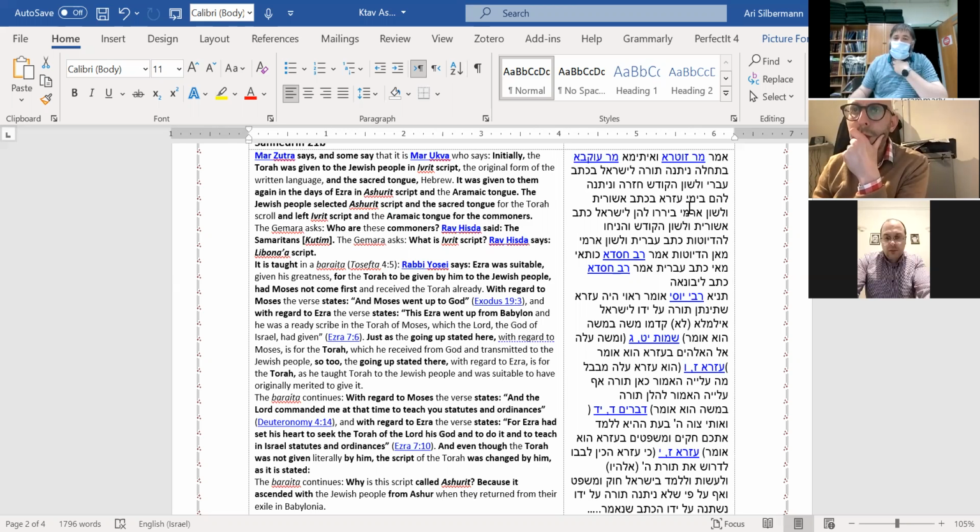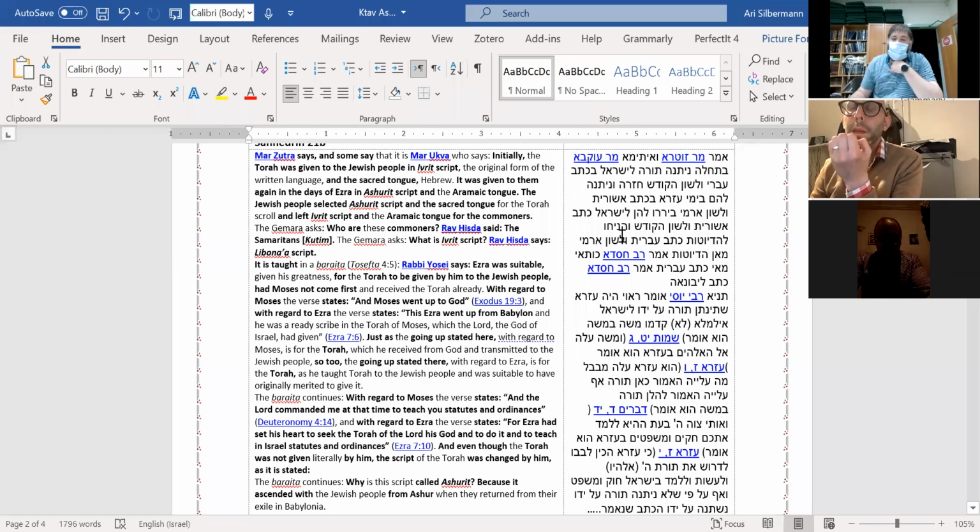And then it says, "Birerhu lahen Yisrael ktav Ashurit v'lashon hakodesh." The Jewish people selected Ashurit and Hebrew. Interestingly, "v'nichu l'hedyotot ktav Ivrit v'lashon Arami." They left the ancient Hebrew script and the Aramaic for the common people.